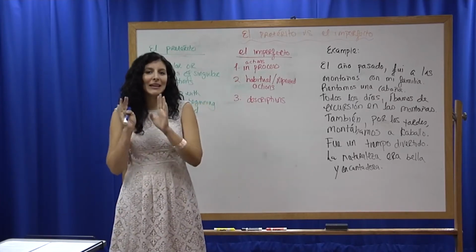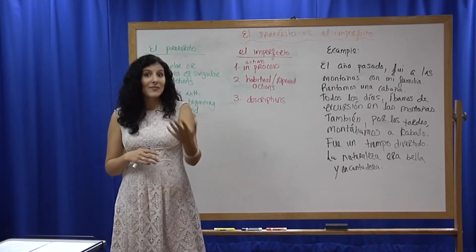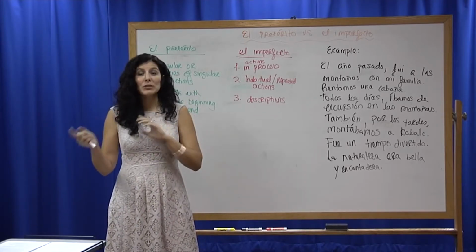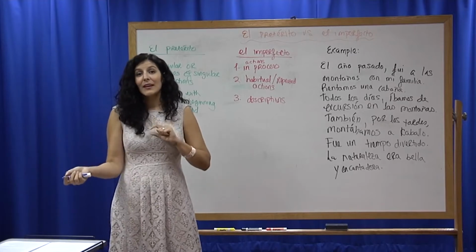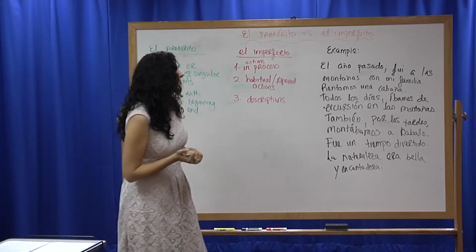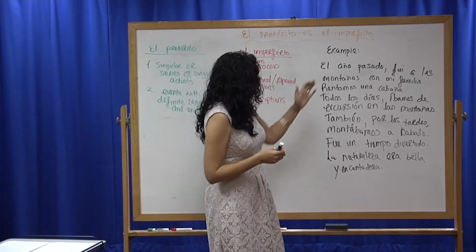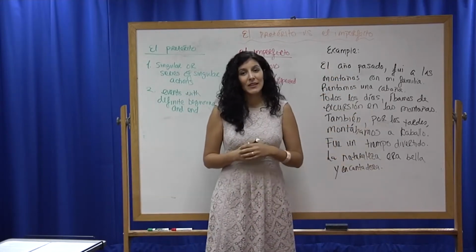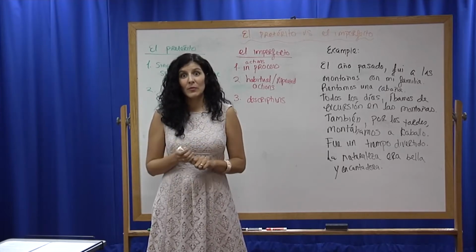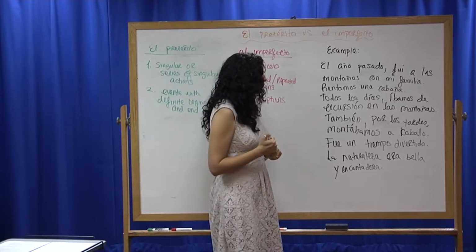So let's take an actual example of an event in the past or something that occurred in the past and see how we would use the preterite and the imperfect, kind of switching between the two, even though they are not interchangeable. So here's an example of a time where I'm talking about a vacation that I took with my family to the mountains. So let's see when we would use the preterite and when we would use the imperfect.